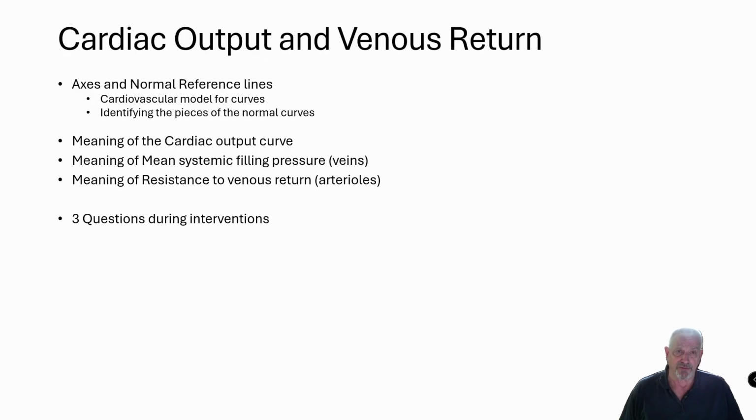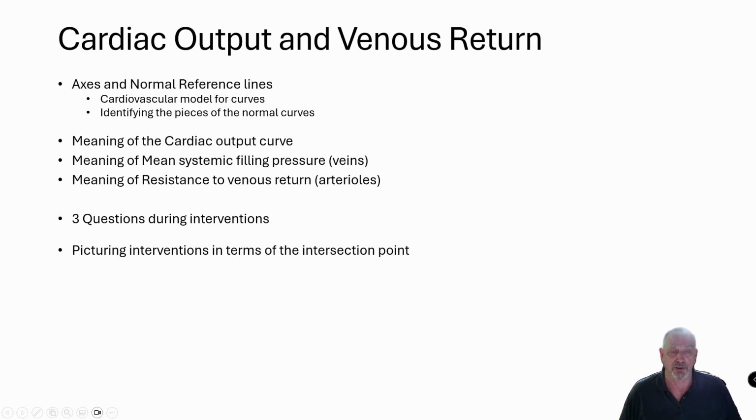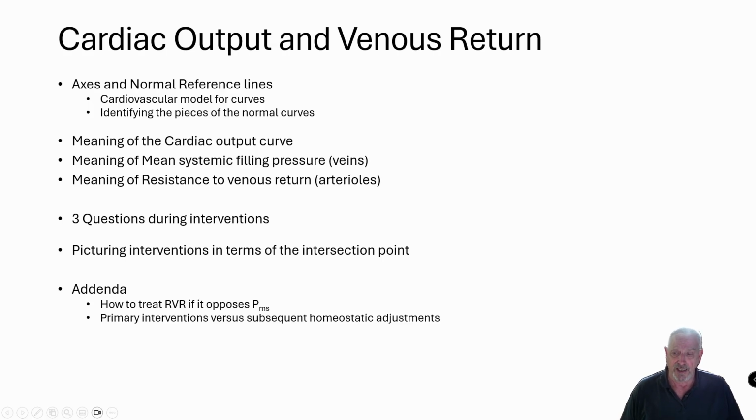We'll then review the three questions that we ask every time there's an intervention that can change cardiac output and venous return curves, and talk about how interventions change the intersection point by looking at theoretical changes in intersection point that can help us tie these curves back to central venous pressure and cardiac output that you might measure in the clinic.